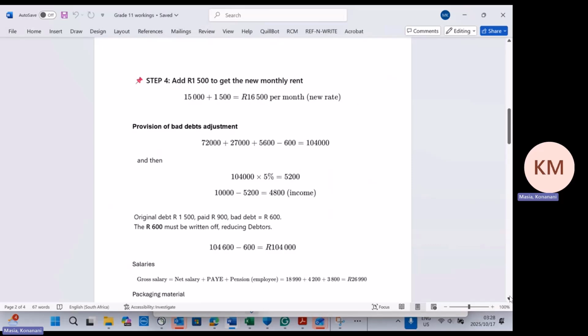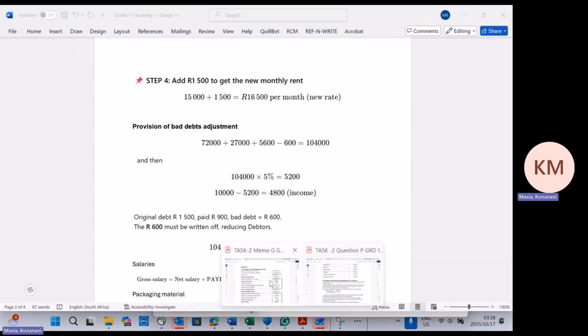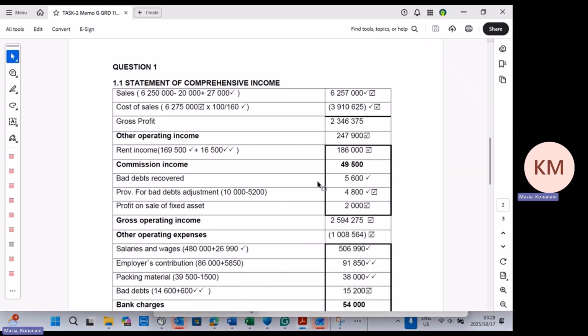I said I want this 10,000 to be 5.2. But how do I do my journal entry? I debit my provision for bad debt, and then I credit other income, which is going to hit my income statement. Okay, it's very important to understand that. Then, when you go to the solution, you will see that 4,800 is an adjustment. That is adjusting my provision for bad debt so that it can become 5.2. I hope you find it very easy to do the calculation now, but you need to understand that the question here is about debit and credit.